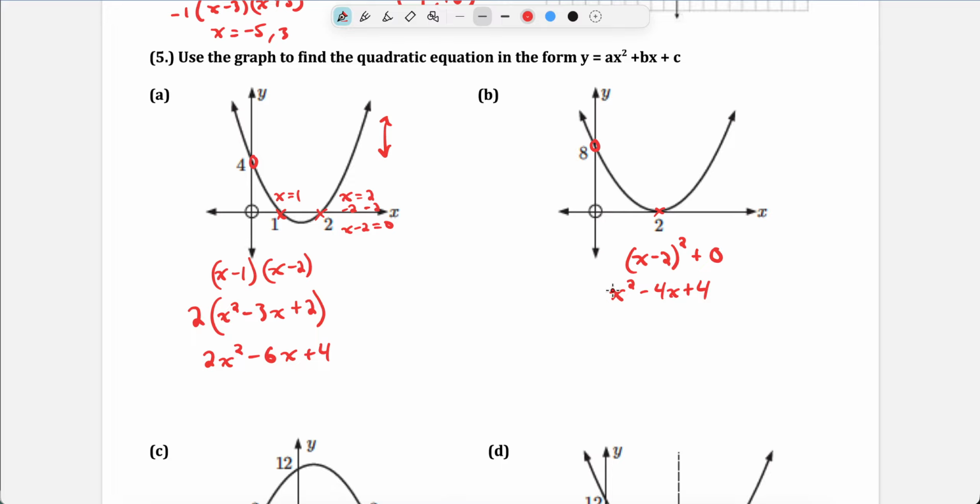So what do I need to do? Well, again, I need to multiply everything by some scalar. I'm going to multiply it by 2. So that gives me 2x squared minus 8x plus 8. Okay.